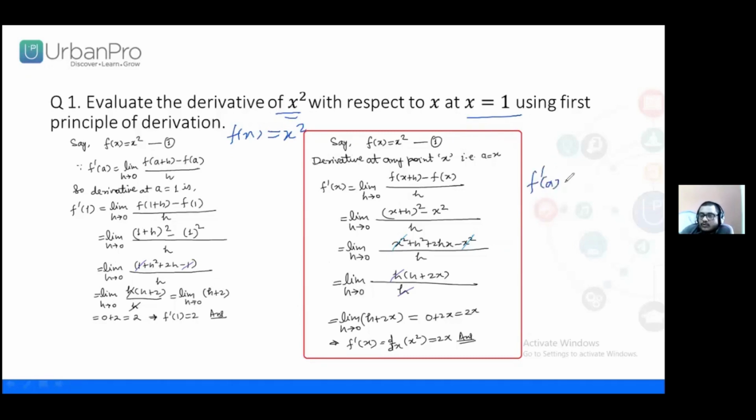f dash a equal to limit h tends to 0 f of a plus h minus f(a) divided by h, as we have studied earlier. So this is the definition of the first principle. So we have to use this definition here. So here this definition is written f of a plus h minus f(a) upon h, and this h is approaching towards 0. That is a very small number.